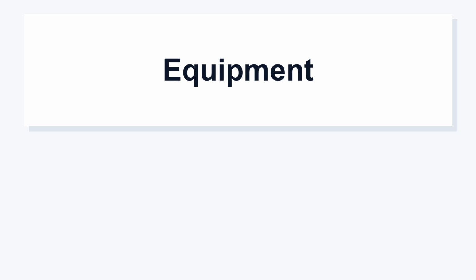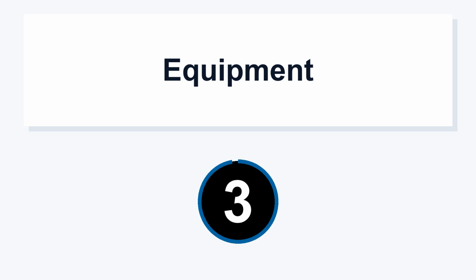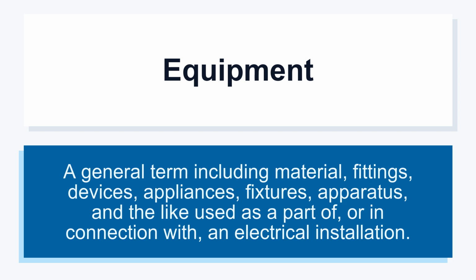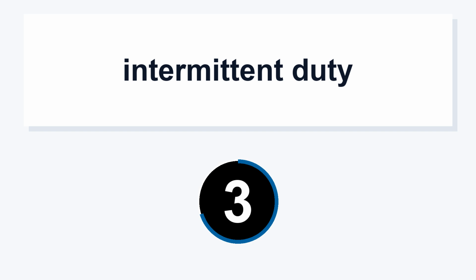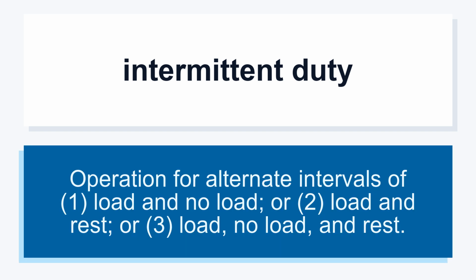Equipment: a general term including material, fittings, devices, appliances, fixtures, apparatus, and the like used as a part of, or in connection with, an electrical installation. Intermittent duty: operation for alternate intervals of 1. load and no load, or 2. load and rest, or 3. load, no load, and rest.